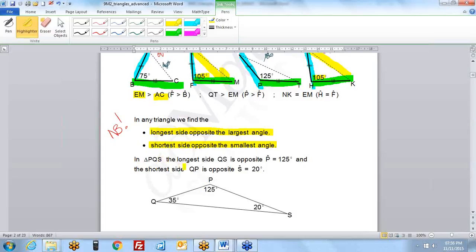In triangle PQS, the longest side QS is opposite angle P, which is 125 degrees, and the shortest side QP is opposite angle S, which is the smallest angle. So the longest side is opposite the biggest angle, and the shortest side is opposite the smallest angle.